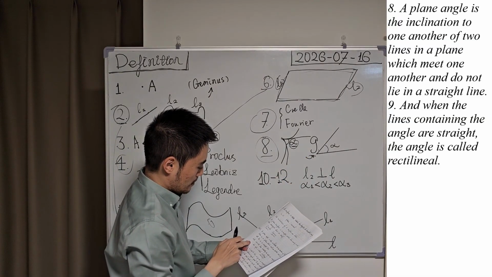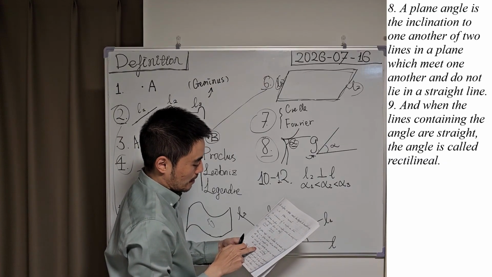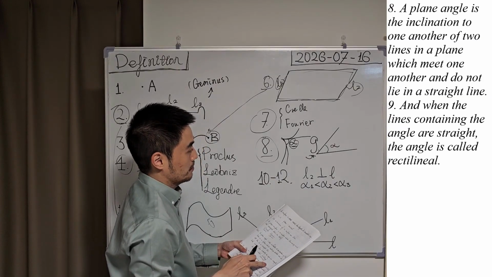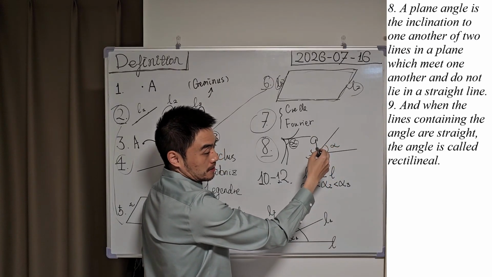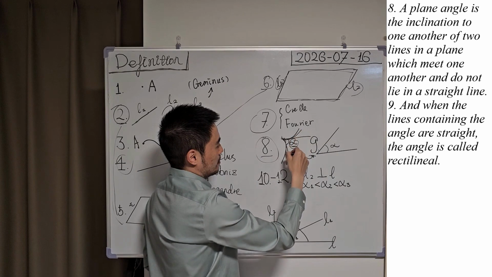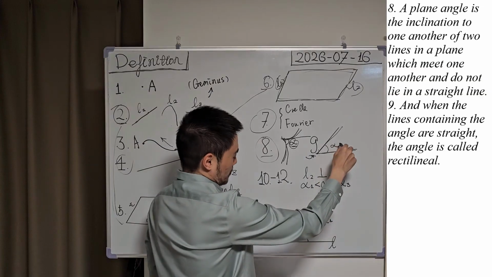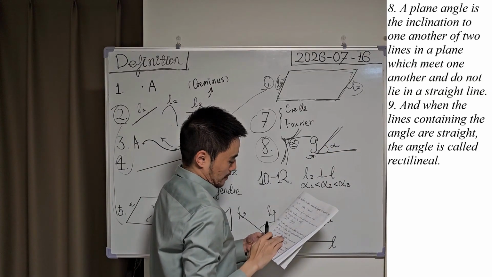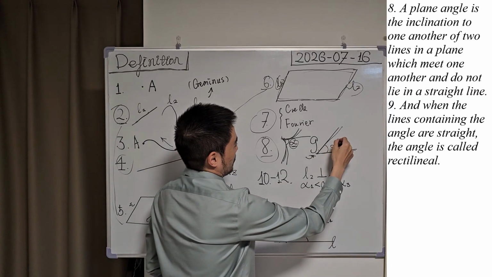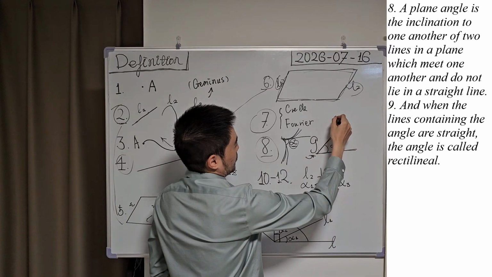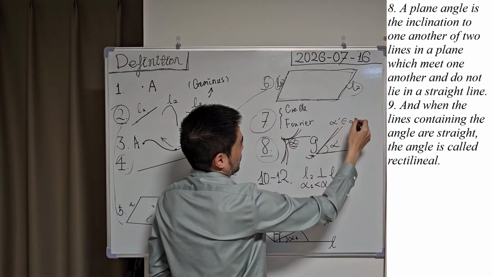It says, when the lines containing the angle are straight, the angle is called rectilinear. So in definition 9, we limited the type of the lines here to be straight. So these are two straight lines, and the angle here is called a rectilinear angle. So we can say, let's just write alpha prime. The rectilinear angle belongs to the plane angles here.